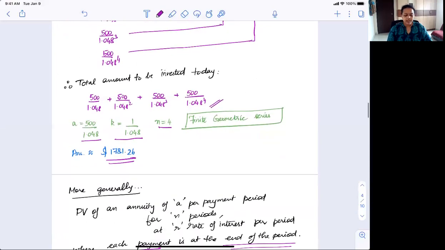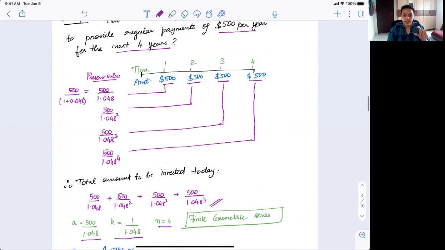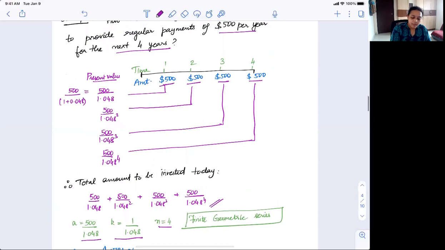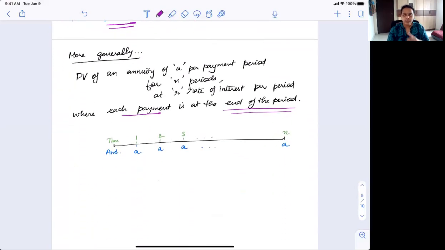Now, let's generalize this. And this is an example of an annuity because you're making the same payment every time period. Now, instead of $500, let's say we have to pay $A per period for n periods at our rate of interest per period, and each payment is now made at the end of the period. How do you find the present value of this annuity, of this sequence of equal payments?